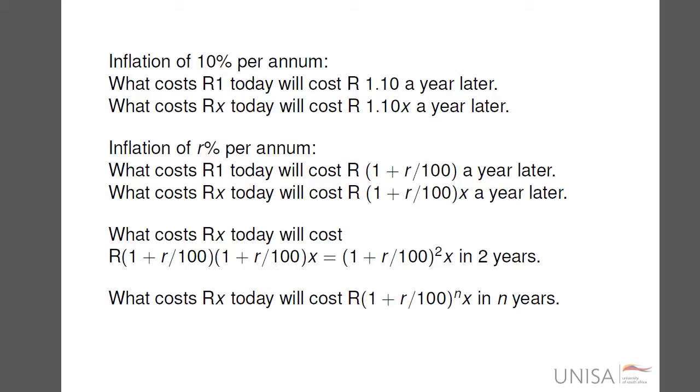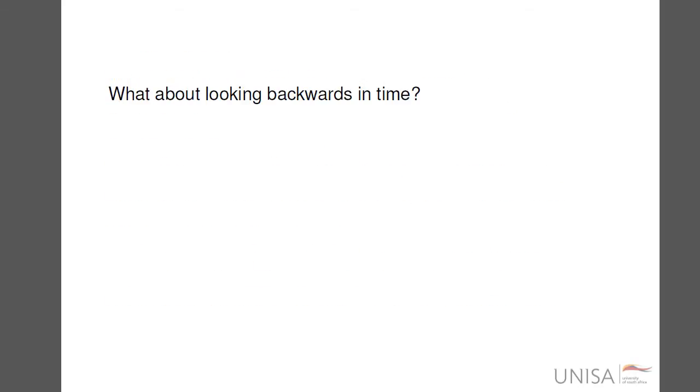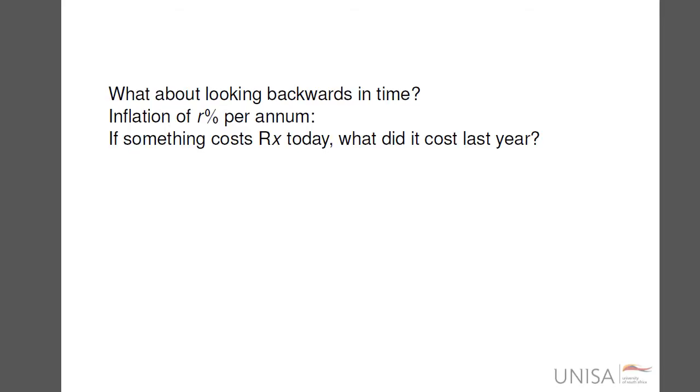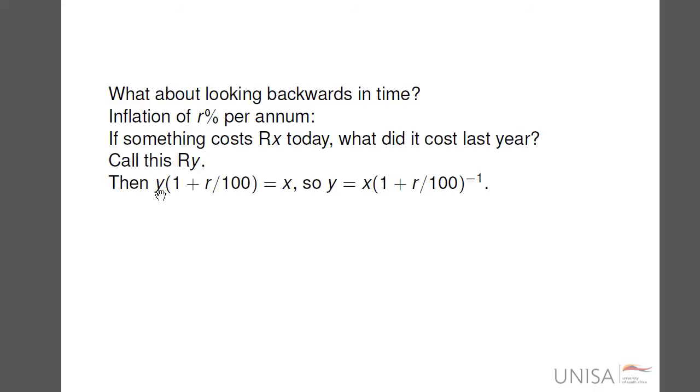Now, what about going backwards in time? Well, it's exactly the same formula, really. Suppose you have something that costs X Rand today, and you want to know how much it cost last year. Well, let's call that amount Y Rand for now, until we figure it out. Now, from the calculations we've just looked at, Y times this must equal X. So if I take this term over, I get that.